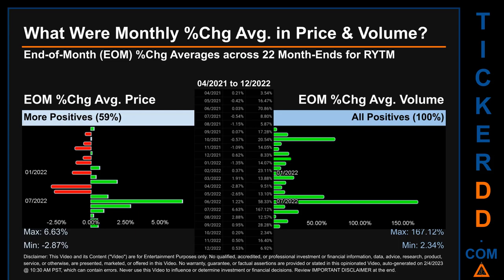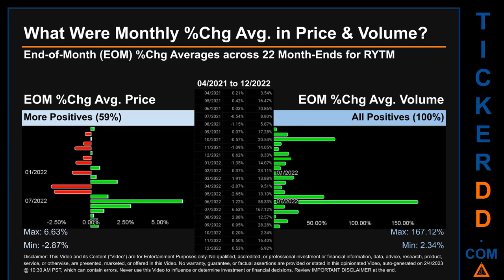What were end-of-month percentage change averages in price and volume for RYTM? The monthly average of percentage change in price and in volume were calculated for each of the 22 month ends. That calculation took daily percentage changes and averaged them for each given month. If a month end came out negative, then it means that the month summarily saw a negative change.